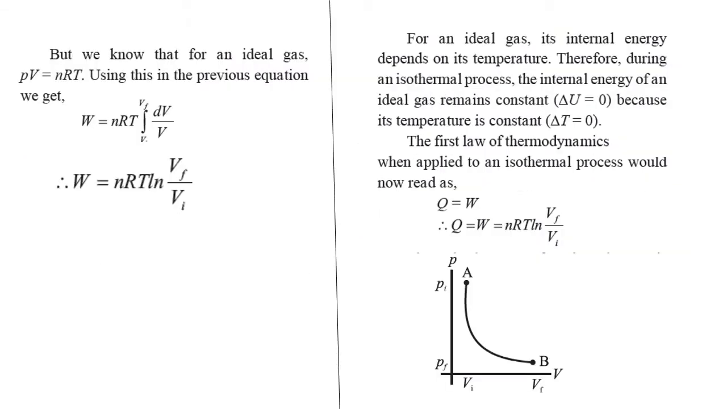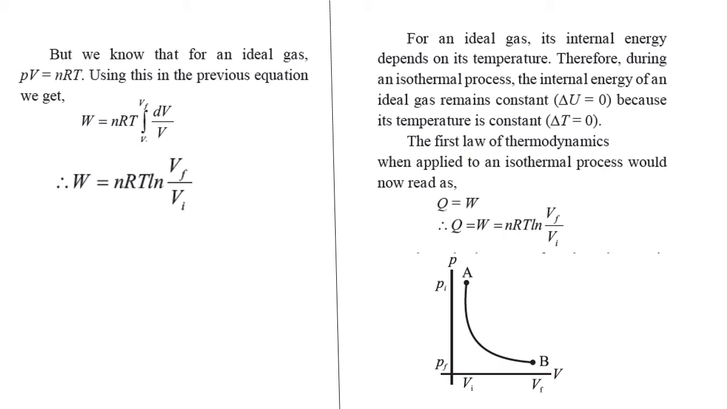We know that for ideal gas, PV is equal to nRT. So substituting the value of P equals nRT upon V in the previous equation for work done, we get W is equal to nRT, integration running from Vi to Vf dV upon V. The integration of dV upon V is log of V. So substituting the upper limit first and then the lower limit, the equation becomes W is equal to nRT in the bracket log of Vf minus log of Vi. But we know that log A minus log B is equal to log of A by B. We can write down the above equation as W is equal to nRT log of Vf by Vi.